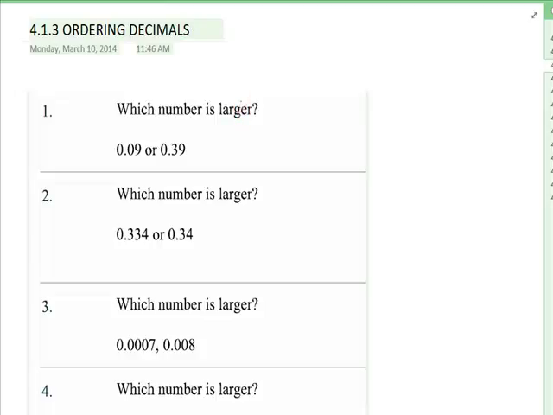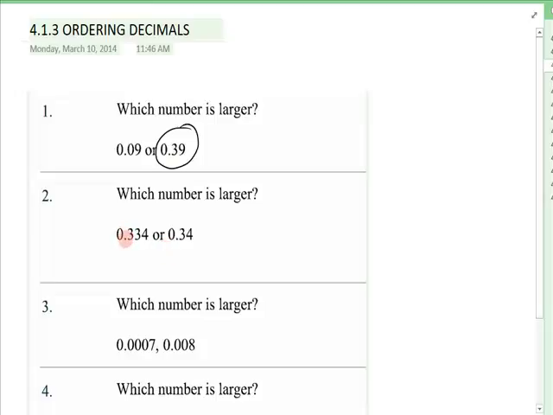To do that, you will get them so that they have the same number of place values. That's a little bit like getting a common denominator. This is 9 100ths. This is 39 100ths. And I think it's pretty obvious that 39 100ths is larger. Now, it's not difficult at all when they have two decimal places. That's not the case with the next problem.